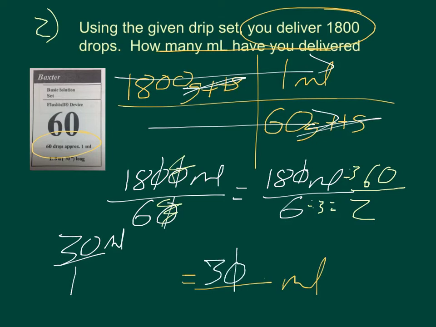So without even using a calculator, I could work through those big numbers, break them down, reduce by dividing, and it breaks me down to 30 milliliters. If I administer 30 milliliters, I administer 1,800 drops. That's all there is to it.